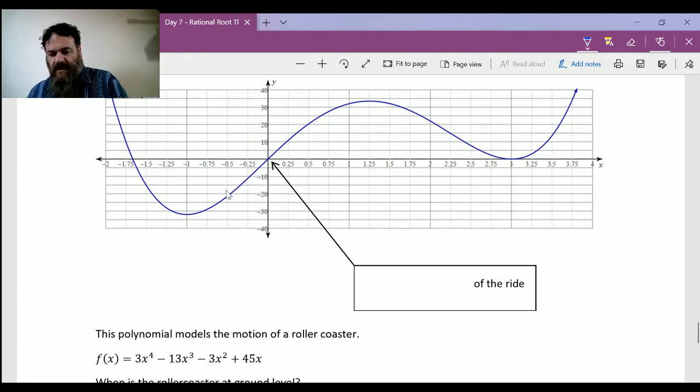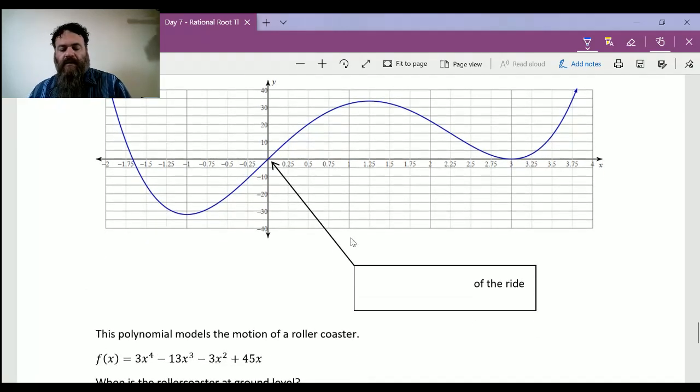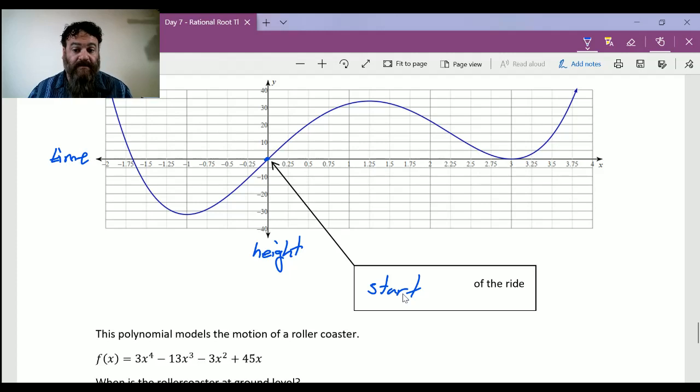Here we go. This is a real-world problem here, okay? This models the motion of a roller coaster. The x-axis, this is your time. And the y-axis is going to be the height. And this is where time equals 0. That's the start of the ride, meaning the ride has been going for 0 seconds. Or minutes or whatever. I don't remember what it says.